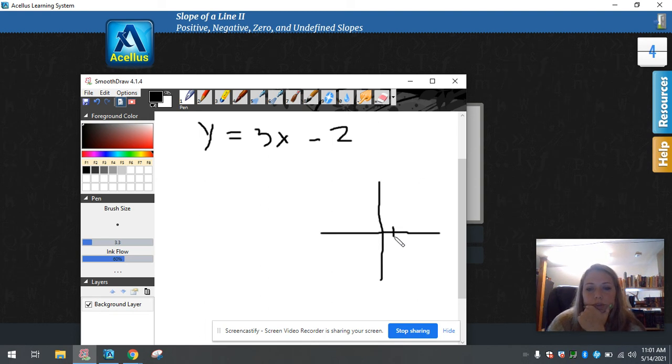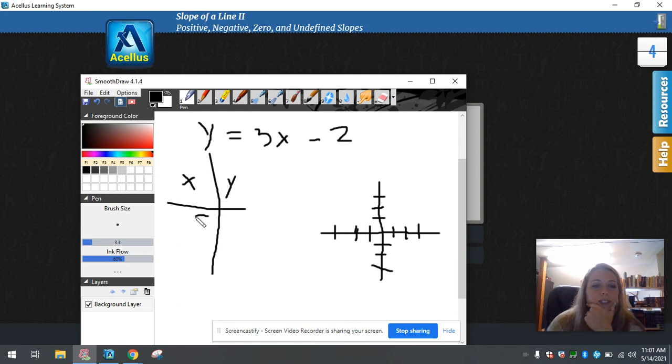Okay, and I'll label it 1, 2, 3 on the x-axis, -1, -2, -3, and on the y-axis we'll go up to 3 and then down to -3 and see if that gives us enough space. So I'm going to make a little table here and do a couple of calculations for if x is 0 and if x is 1. I'll just choose two really easy x values to calculate.